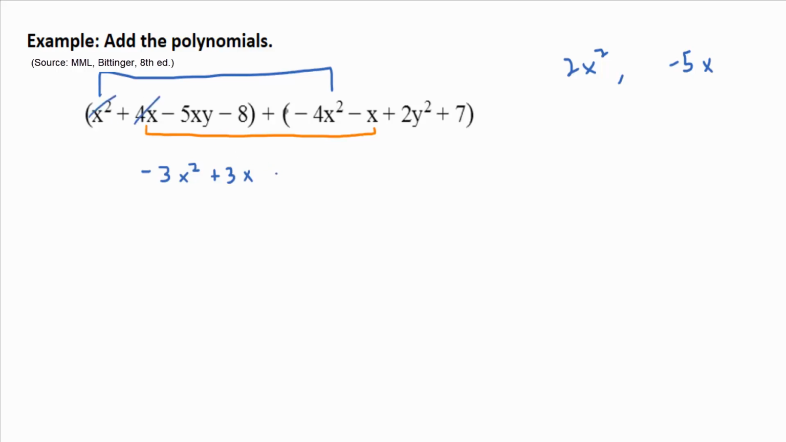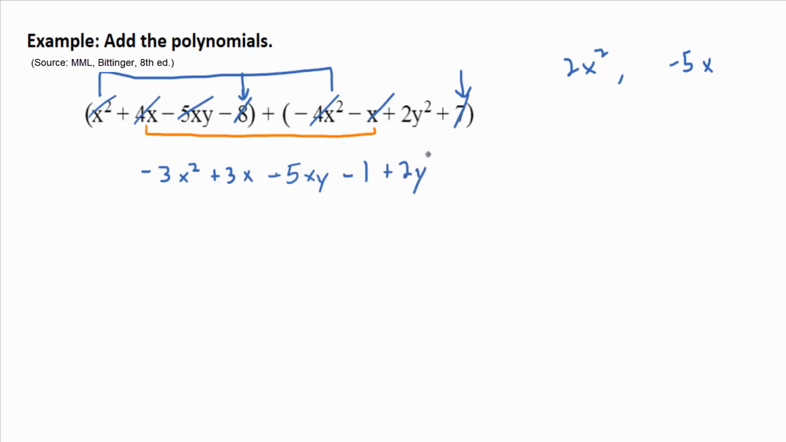Okay, we took care of that guy, that guy, that guy, that guy. We can now take care of this guy. It doesn't matter where you put it, really. Minus 5xy. And then what else? We do have a minus 8 and a plus 7, right? So what do those make? Minus 1, right? So those guys are taken care of. And then what else?